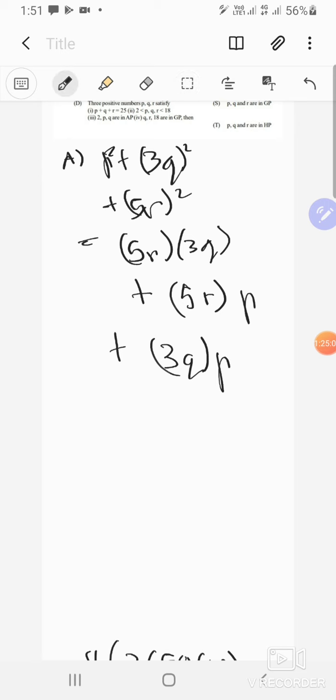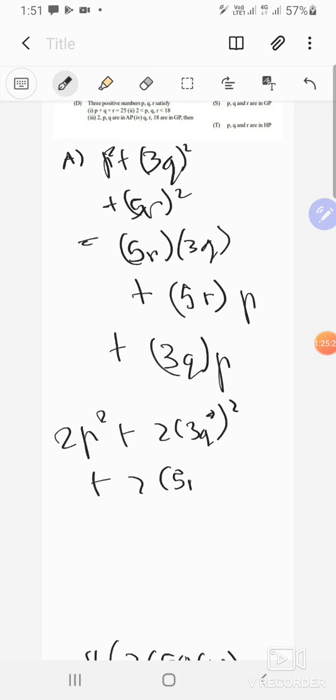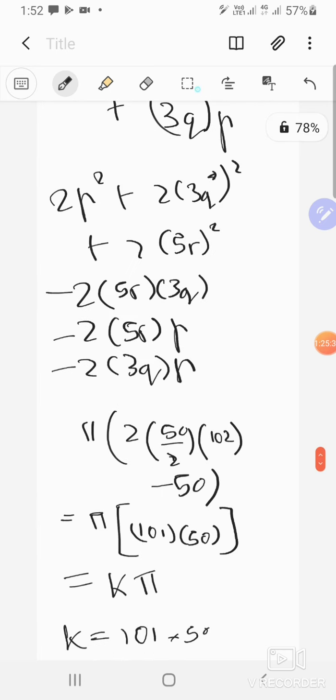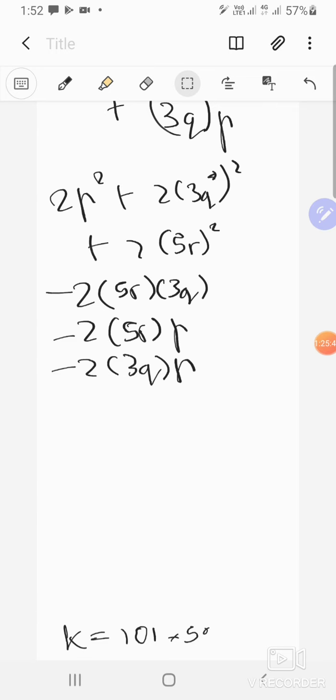So now let's multiply this by 2. That will give me something like 2p squared. Okay, so if you multiply this by 2, you get 2p squared plus 2 into (3q) whole squared, plus 2 into (5r) whole squared, minus 2 into 5r into 3q, minus 2 into 5r into p, minus 2 into 3q into p. Okay, no problem. Now here's the trick.